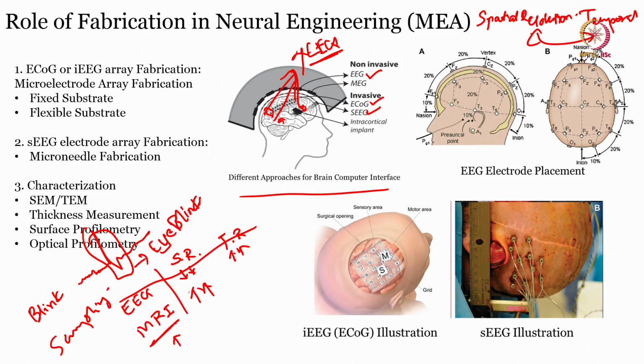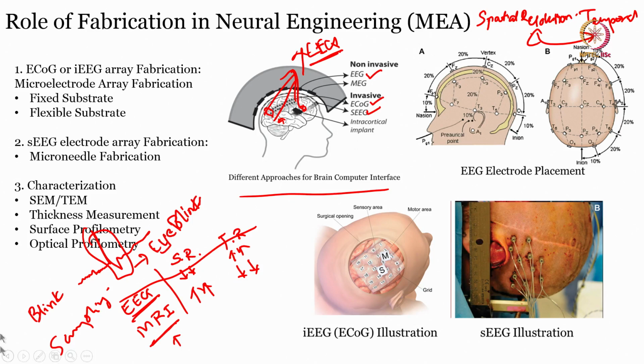MRI is much better than EEG in spatial resolution, but it has a poorer temporal resolution. So, as I mentioned, it is about a trade-off: which technique you are using and what you want to use. Again, we will do a comparative analysis between EEG, ECoG and sEEG as well, where each is being used and how they differ from each other. But here, I just wanted to tell you about spatial resolution, temporal resolution and all these things.